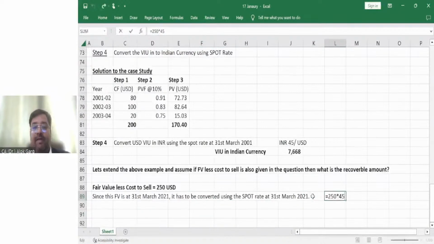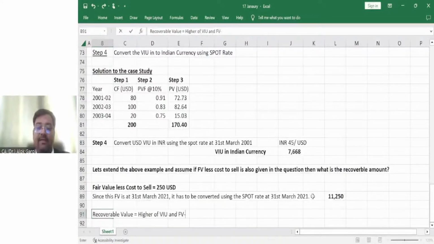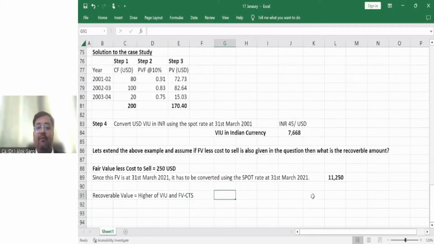And how has this value been arrived at? 250 multiplied by 45. So in this case, recoverable value will be equal to the higher of VIU and FV less CTS, right? So in this case, your recoverable value will be 1100,250.